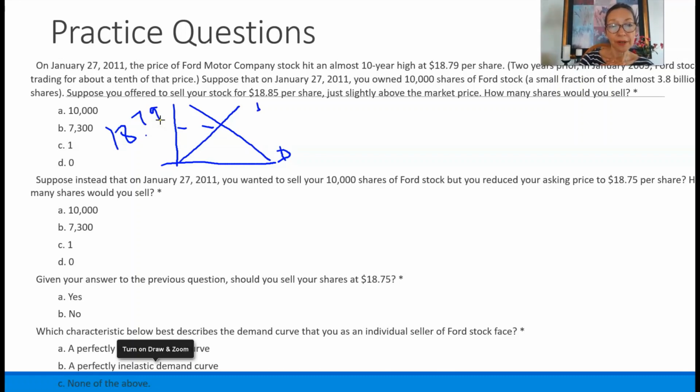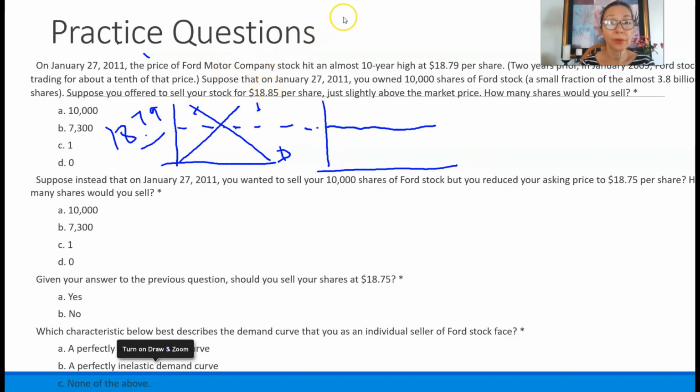You own 10,000 shares and you want to sell these for $18.85. So you, in a sense, are like an individual firm. So you are an individual firm, which means then, theoretically, you should be charging $18.79 for this. But what are you asking for? You are now over here, and you are asking for $18.85 a share. You're asking for more.